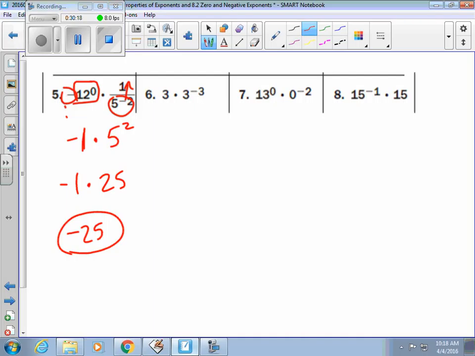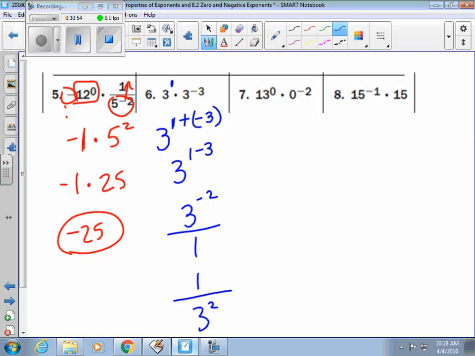Number 6 has 3 times 3 to the negative third. These are the same bases, 3 and 3. Remember, there's a 1 right here. So you add the exponents first. 3 to the first power plus a negative 3. Remember, plus a negative means minus. So 3 to the 1 minus 3 is 3 to the negative second power. Then it has to ride the elevator from the top to the bottom. It becomes 1 over 3 squared, which is 1 over 9.